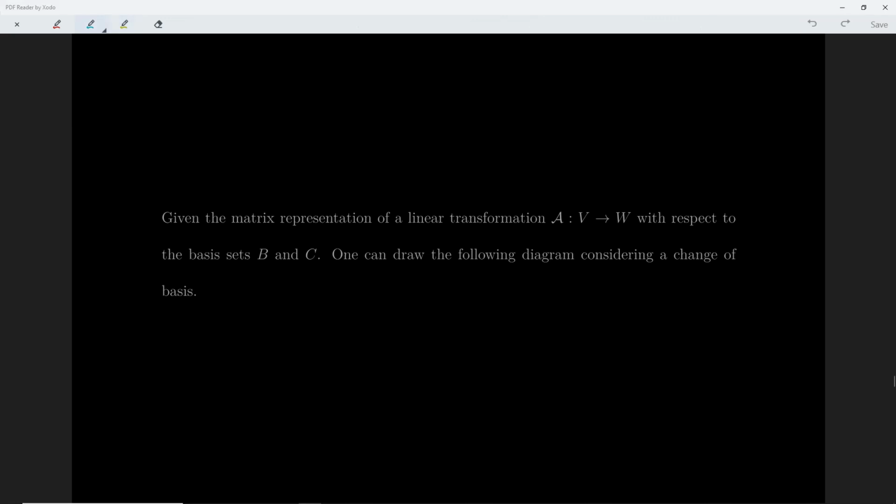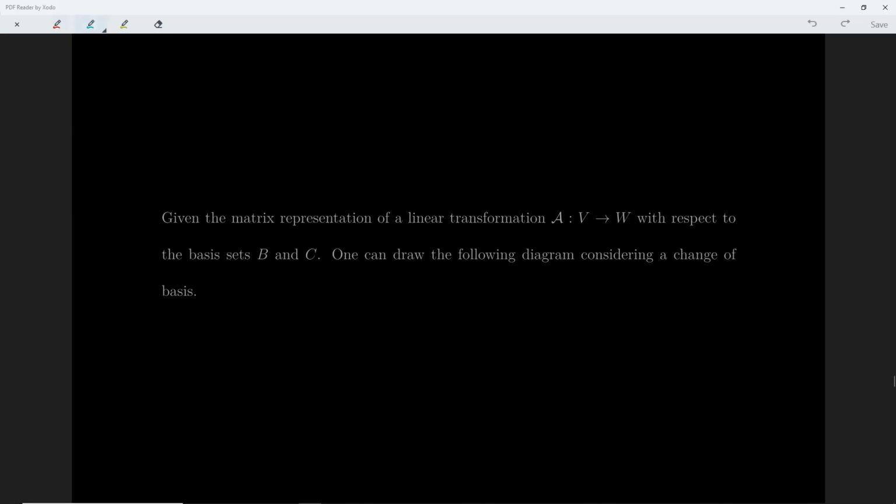Given the matrix representation of a linear transformation A with respect to basis sets B and C, one can draw the following diagram considering a change of basis. Suppose you change the basis set in your domain to B bar, and you change the basis set in your codomain to another basis set C bar. Then what is the relationship between A and A bar? So I will try to write that down as follows.